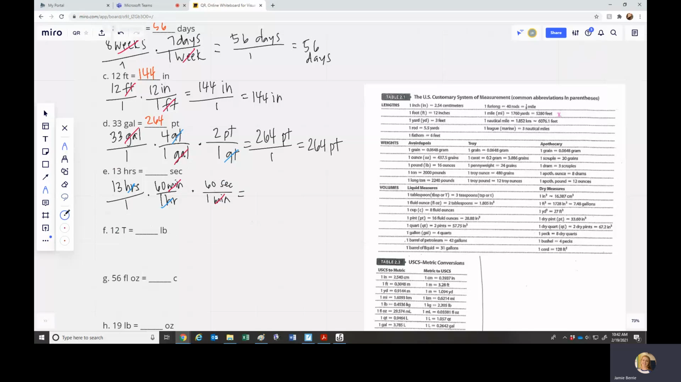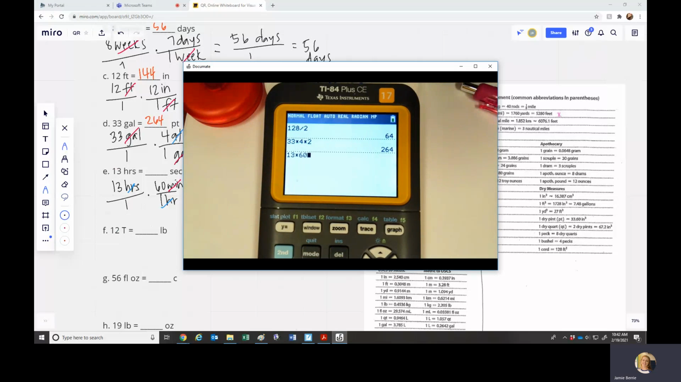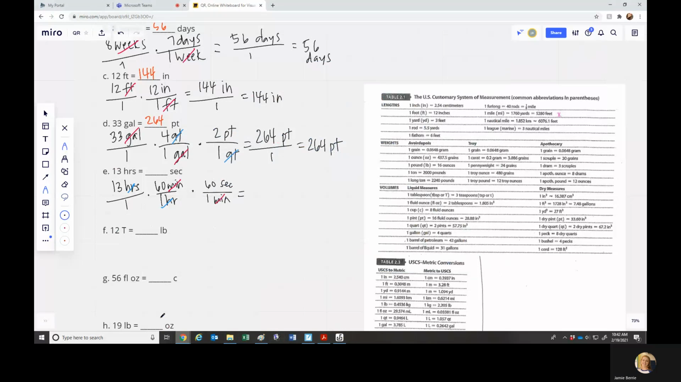So we can go ahead and multiply through on the top. 13 times 60 times 60. All right, so 13 times 60 times 60 is 46,800. So 46,800 seconds. 1 times 1 times 1 in the denominator. So it's all over 1, which is just 46,800 seconds. A lot of seconds in 13 hours.